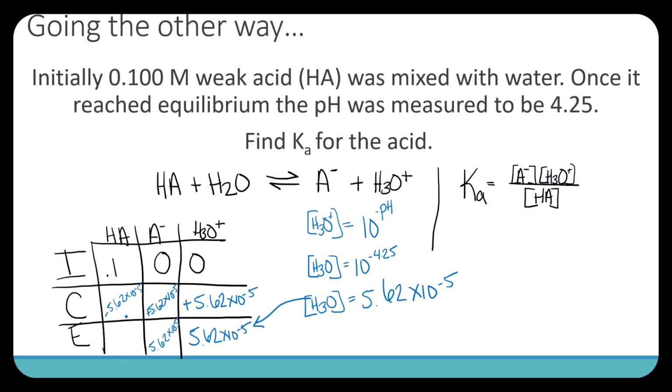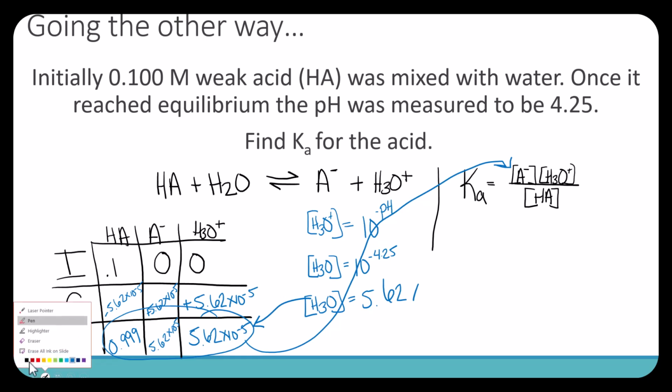Okay. So at equilibrium, this is 5.62 times 10 to the negative fifth. And to solve for this one, I'm going to tell you what I'm plugging into my calculator. I'm going to plug in 0.1 minus this value right here. So 0.1 minus 5.62 times 10 to the negative fifth. And I get a value of 0.0999. Now that we have our values at equilibrium, we can take these actual numbers and plug them into the Ka equation. That was the whole purpose.